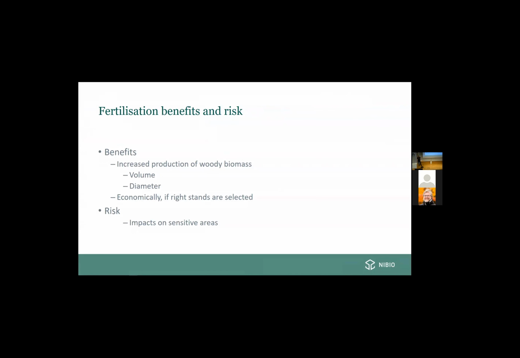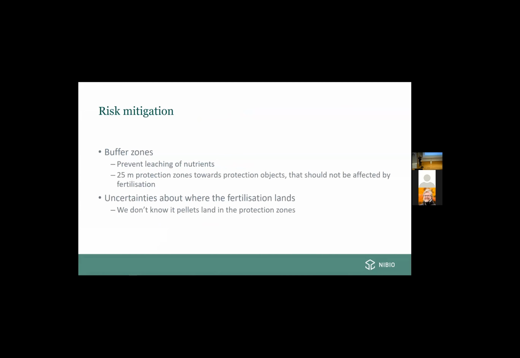And the main risk is the impact on sensitive areas. And that's usually that nutrients end up in the wrong place, particularly aquatic systems, and also lichen areas when you have a change of ground vegetation. Those are the two main risks, basically. And those we do want to avoid.